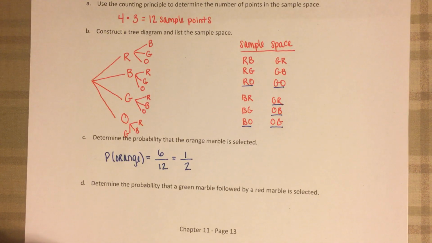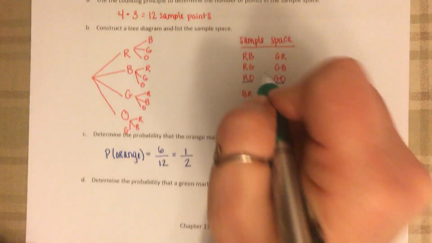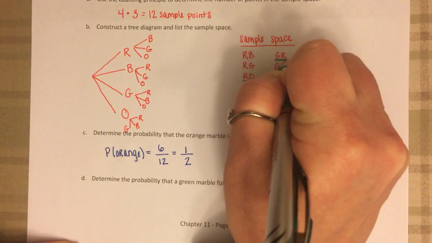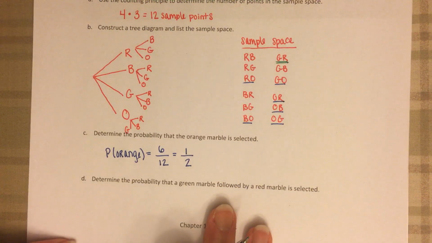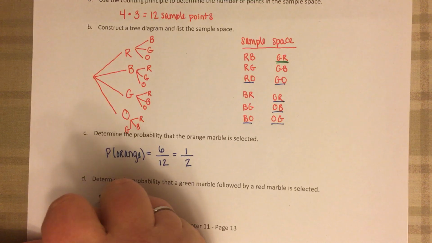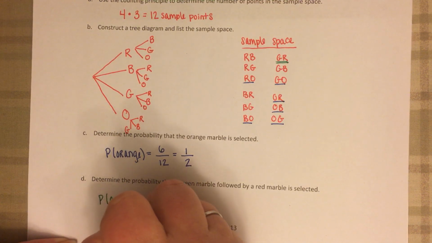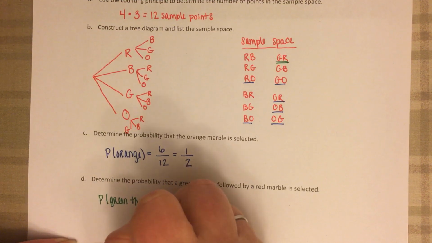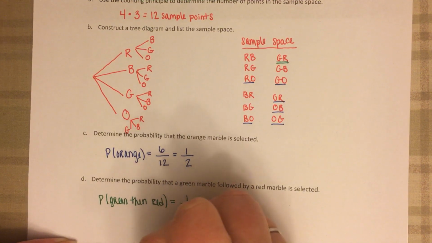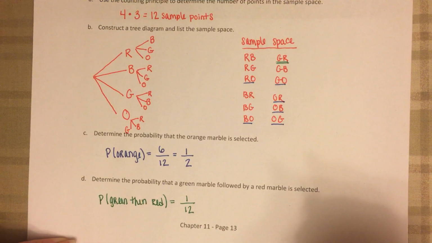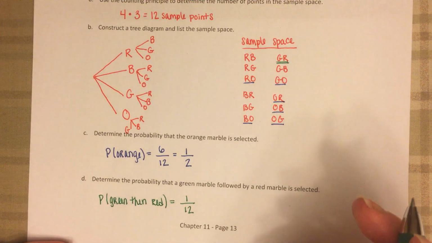The other thing we're also asked, right, is what is our probability of selecting a green then a red? So if we look at our sample space, we only have one case of selecting a green marble and then a red. So our probability of selecting a green first, then a red second, is simply 1 out of 12. Right? Only one of our sample points out of the 12 in our sample space.